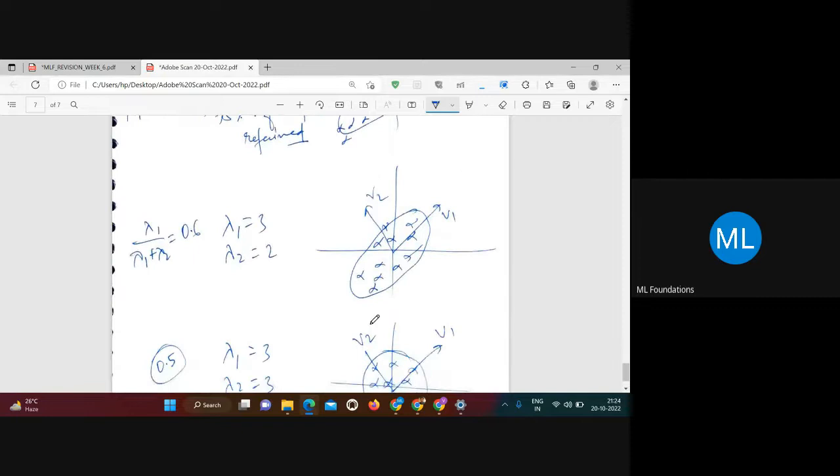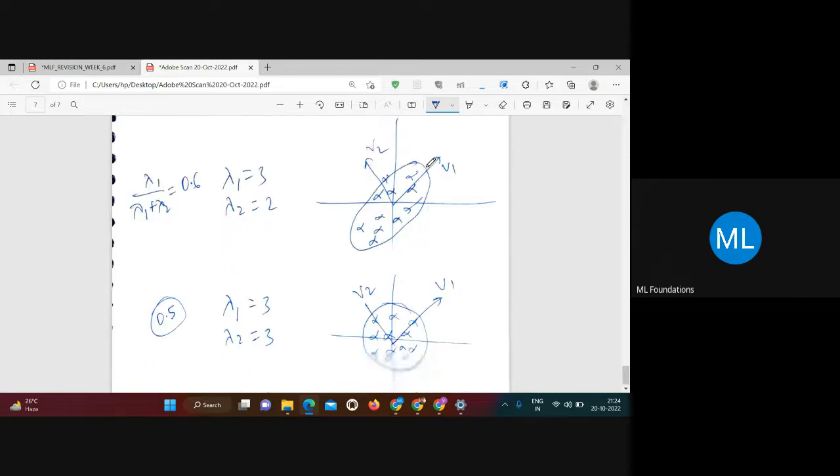Similarly, if I have this type of ellipse where lambda 1 is 3 and lambda 2 is 2, and you are asked to convert that from 2D to 1D, how much information are you able to preserve? 60% of the information. This is really not that good, right?